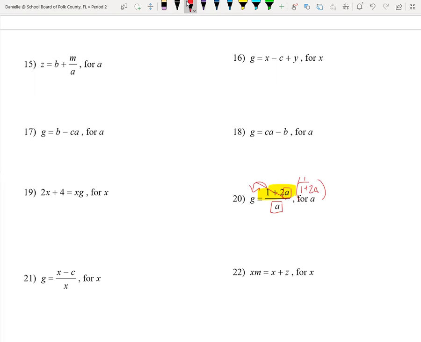And then the top of my fraction and the bottom fraction will cancel out. And over here, I'm going to do the same thing. So I have 1 over 1 plus 2a. My g will go on top. So I'll have g divided by 1 plus 2a equals the fraction.